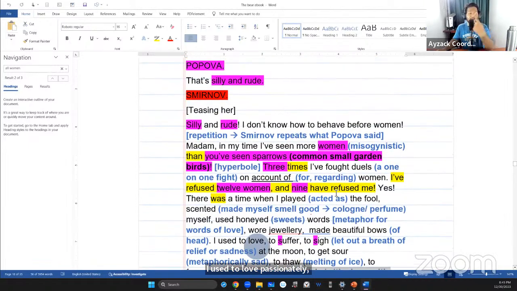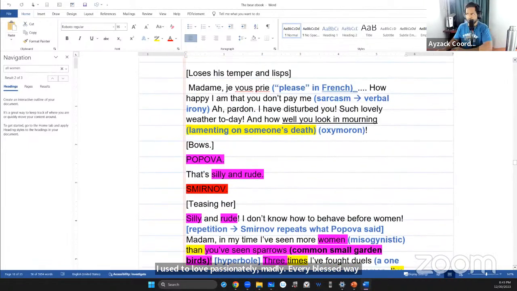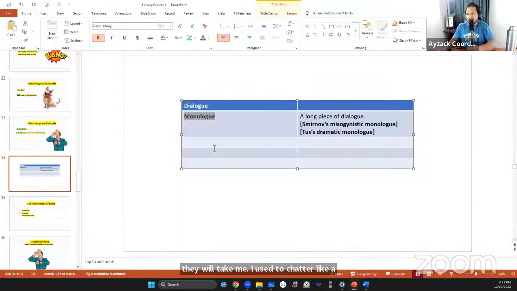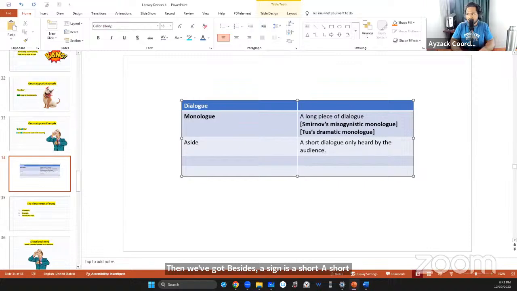You understand? It's bloody long, right? That's a monologue. A long piece of dialogue is called a monologue. Then we've got asides. An aside is a short dialogue, only heard by the audience. Only the audience can hear an aside.